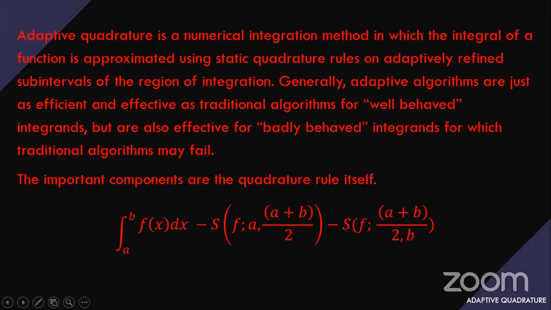So then we said we have the important components of the quadrature. That means we have formulas that we use in getting this quadrature. So the first part is the integral from a to b, f of x dx, is equal to S f of a comma b. So please, can we go to the next slide?